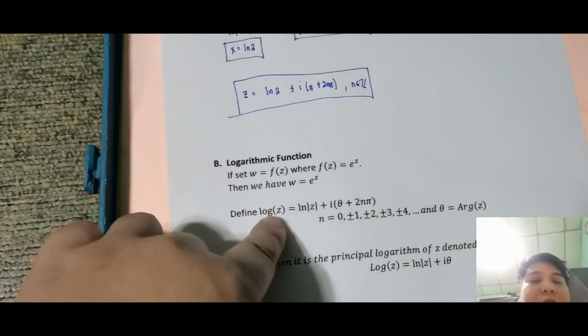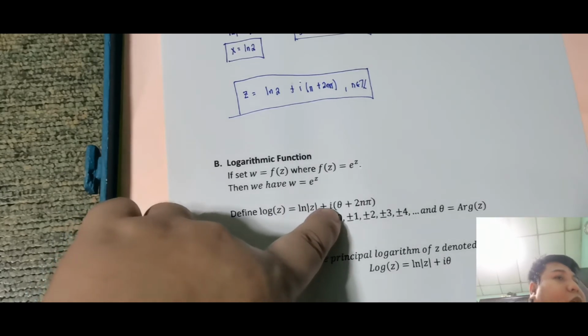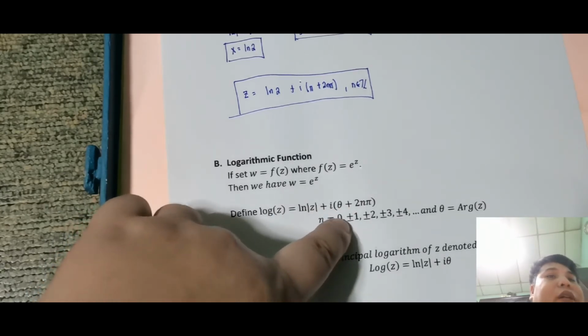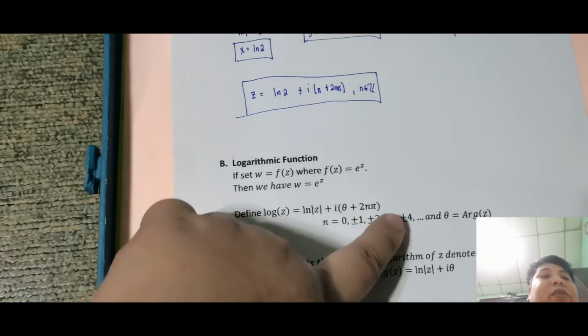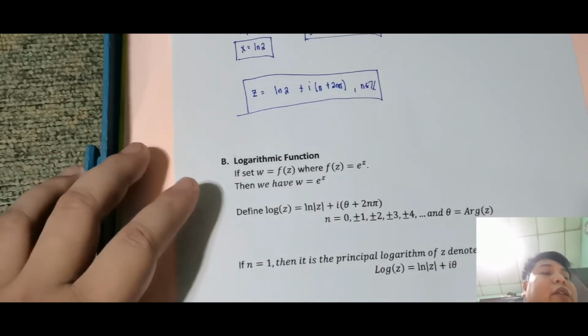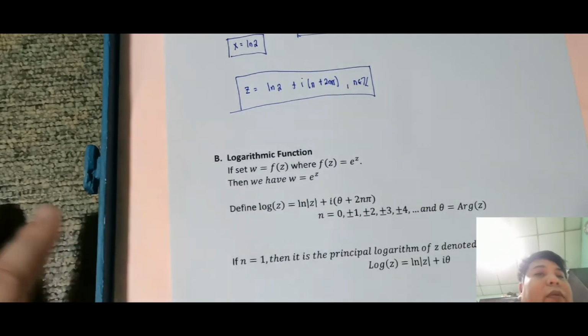Define the logarithm of z to be ln of the modulus of z, plus i times theta plus 2n pi, where theta is the principal argument, for n equal to 0, positive and negative 1, positive and negative 2, positive and negative 3, positive and negative 4, and so forth, or n element ng integers. And dito theta is the principal argument of z.